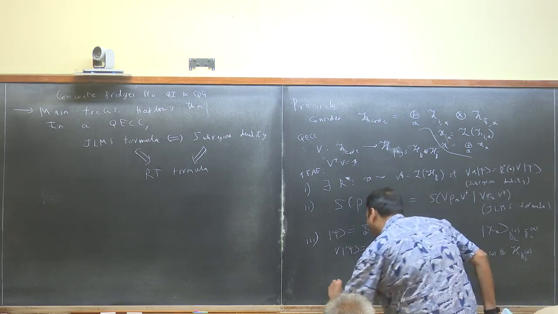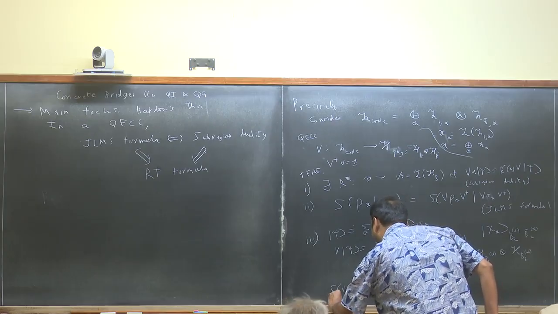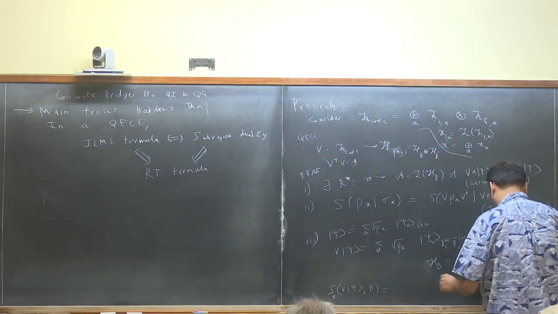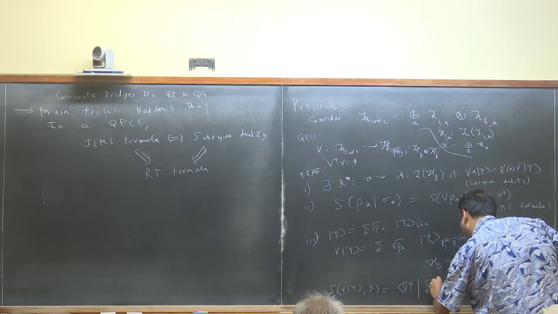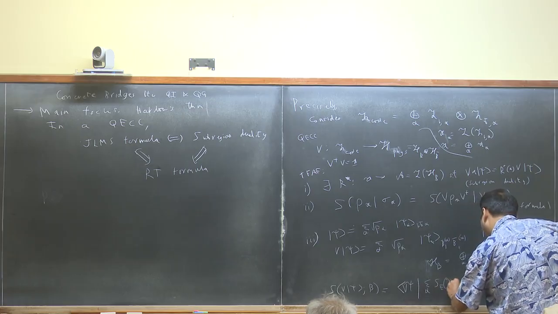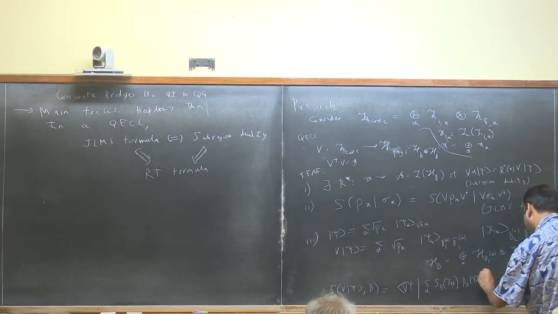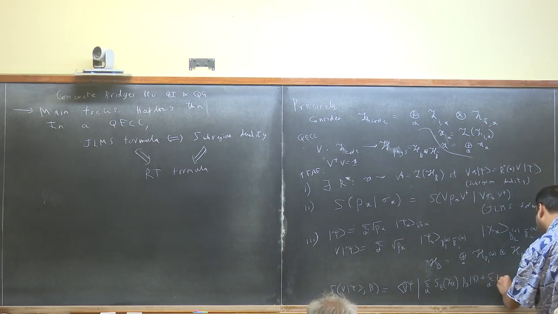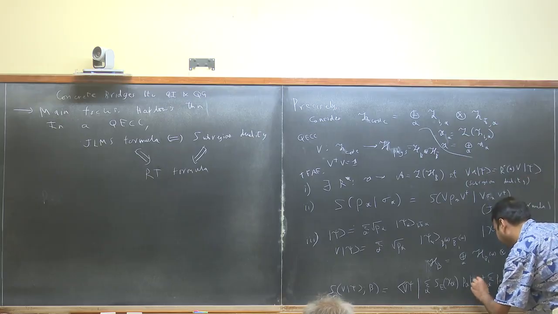Okay, and when this is true, that means that S of V psi restricted to B, the entanglement entropy, has the form of this here, which should be V psi.